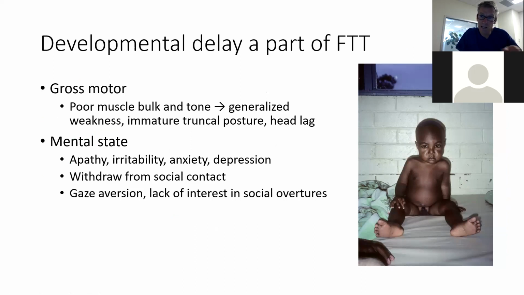They'll often have poor muscle bulk and poor tone that will usually be generalized, or they may have weakness or immature truncal posture. That is, a child who's 12 months of age may have trouble sitting by themselves, whereas of course they should be able to sit by themselves without support at 6 to 9 months of age, or they might have head lag because of muscle wasting.